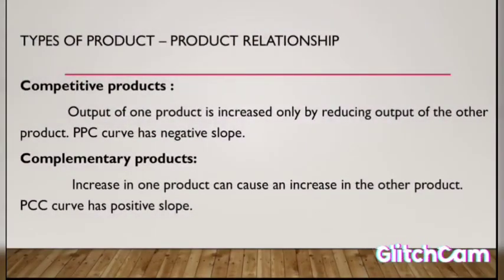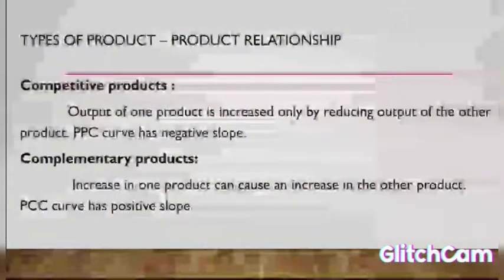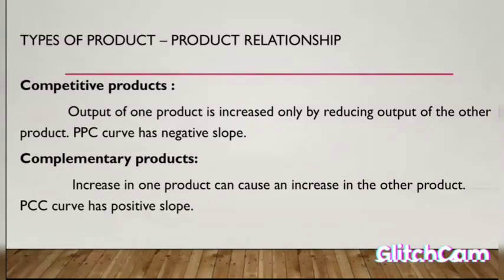Types of products. There are four types of product-product relationship: competitive products, complementary products, supplementary products, and joint products. In competitive products, the output of one product is increased only by reducing the output of the other product. In this, the PPC has a negative slope. The outputs are competitive because they require the same inputs at the same time.